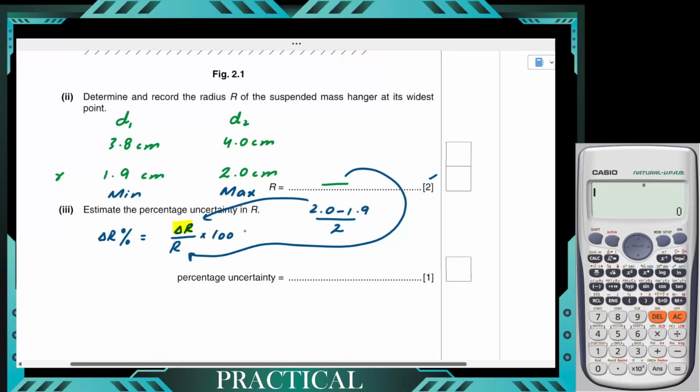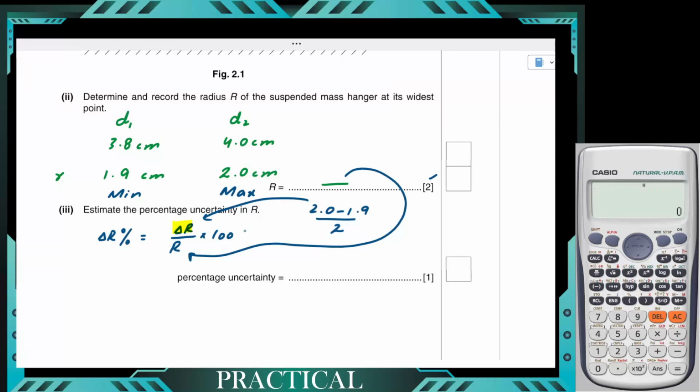So whenever you have to find percentage uncertainty, especially when they ask you to estimate the percentage uncertainty, keep it in your mind: in the previous part, whatever measurement you have taken, you have to take at least 2 measurements, and those 2 measurements should be different.